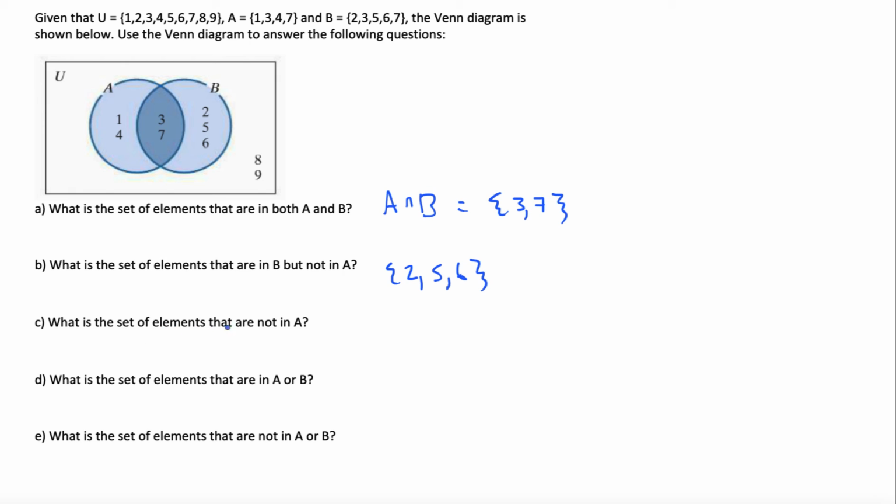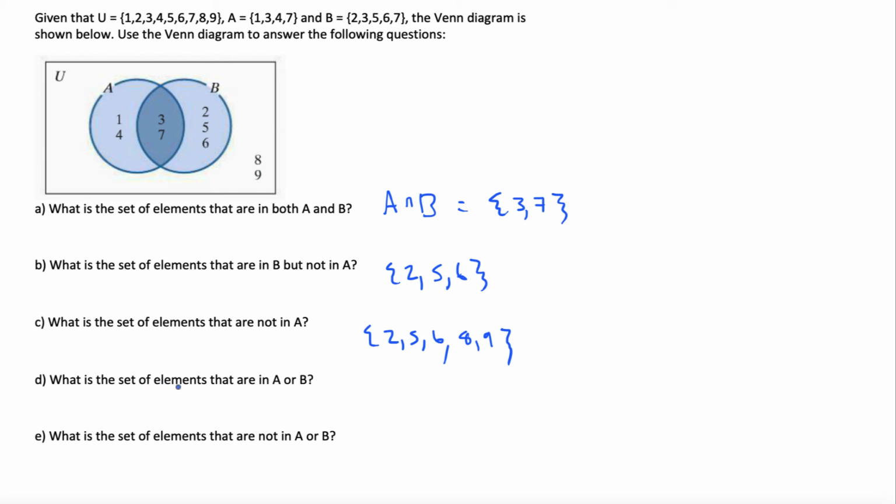What is the set of elements that are not in A? Okay, so this is the set A right here. This circle includes these 4 elements, 1, 3, 4, and 7. So everything that is not in A would be everything else. So that's going to be the 2, the 5, the 6, but also the 8 and the 9 here. Even though they're out here in the universe, and not in B, we can agree that they're not in A, and that is the question here.